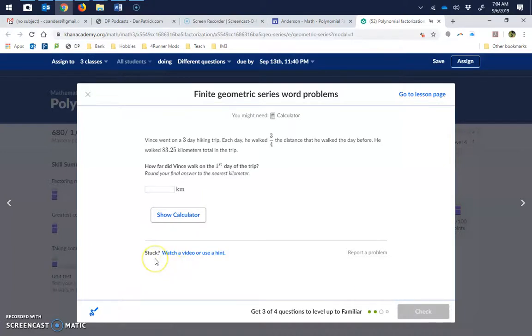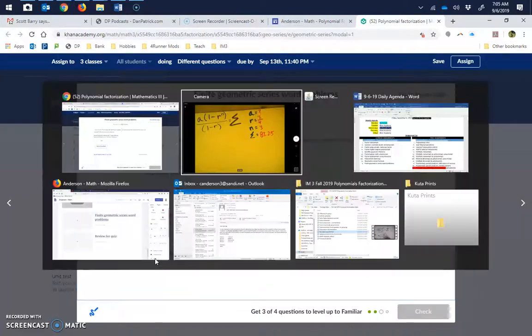Okay, question 3. Vince went on a 3-day hiking trip, so it looks like our n is going to be 3. Each day, sorry, I'm erasing my board while I'm reading this. Each day he walked 3/4 the distance that he walked the day before. Okay, so that's the rate, 3/4. He walked 83.25 miles, and they want to know A again. They are really pounding A for us right now. So R is 3/4, N is 3. He walked 83.25, and A is unknown. Okay, that's written down over here.